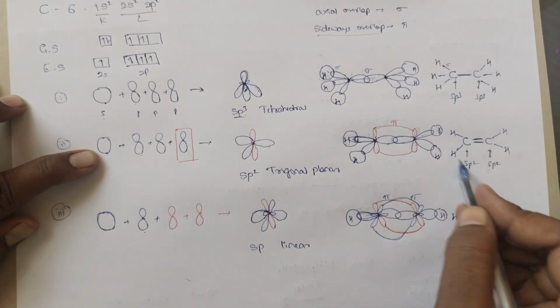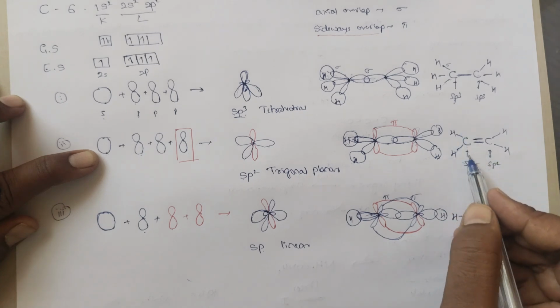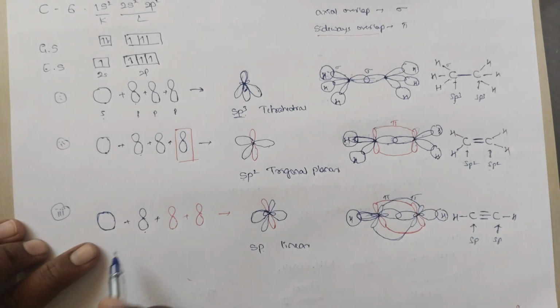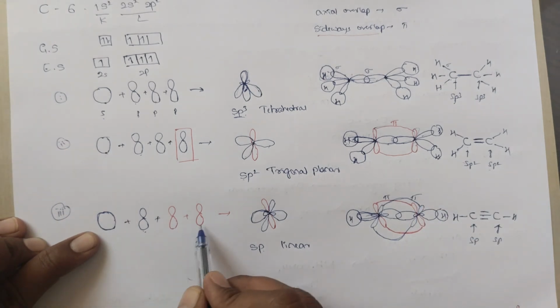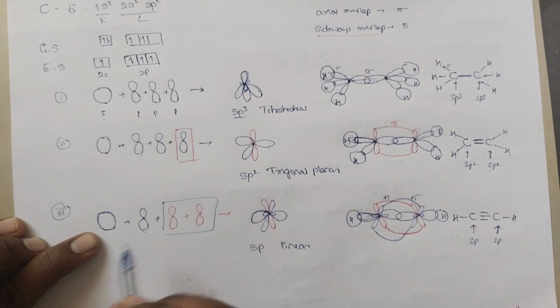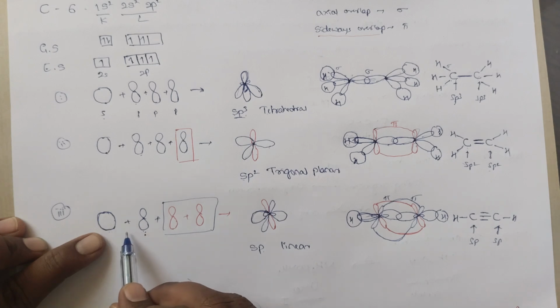In this molecule there are 2 unhybridized p orbitals. This carbon has one unhybridized p orbital, and this carbon also has one unhybridized p orbital. Okay, similarly the third case: the 1s orbital and one p orbital are involved in the hybridization, while these two are not involved. Only this s orbital and p orbital are involved in the hybridization.